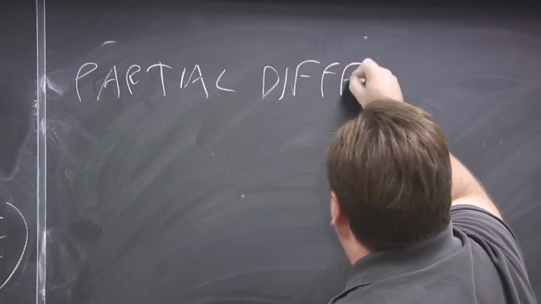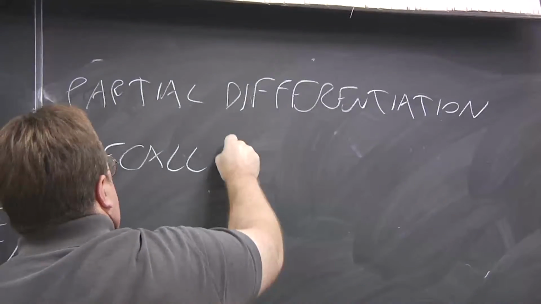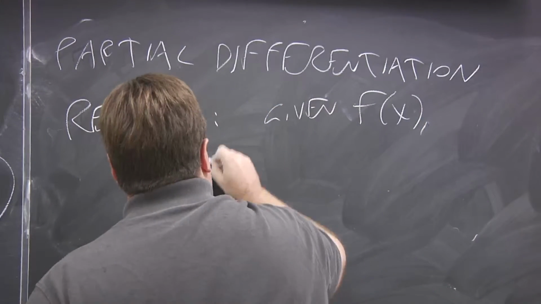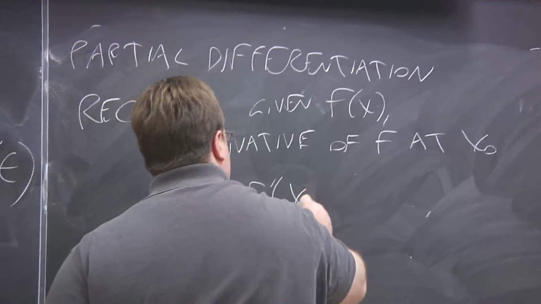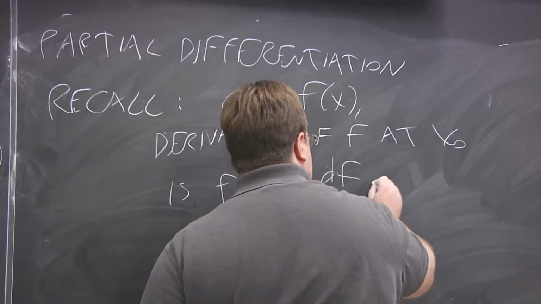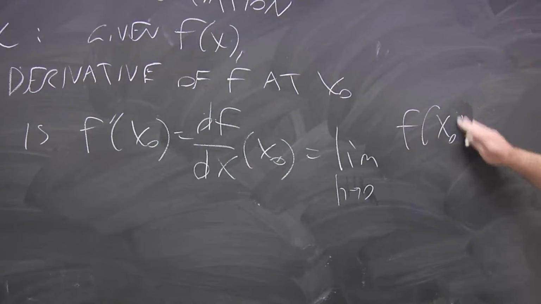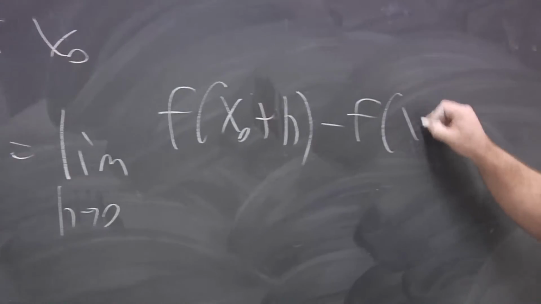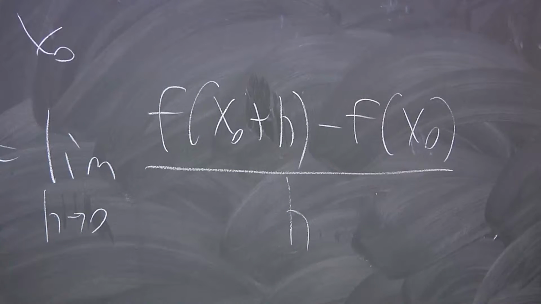Differentiation. But since we're dealing with several variables, what we're really looking at is partial differentiation. If you recall from single variable calculus, given a function f of x, the derivative of f at some point x naught is written different ways, either f prime of x naught or df dx at x naught, and it's defined to be a limit where you take x naught and perturb it by some value h, take the difference between that and the value at x naught, then divide by h, and take the limit of that as h goes to 0.